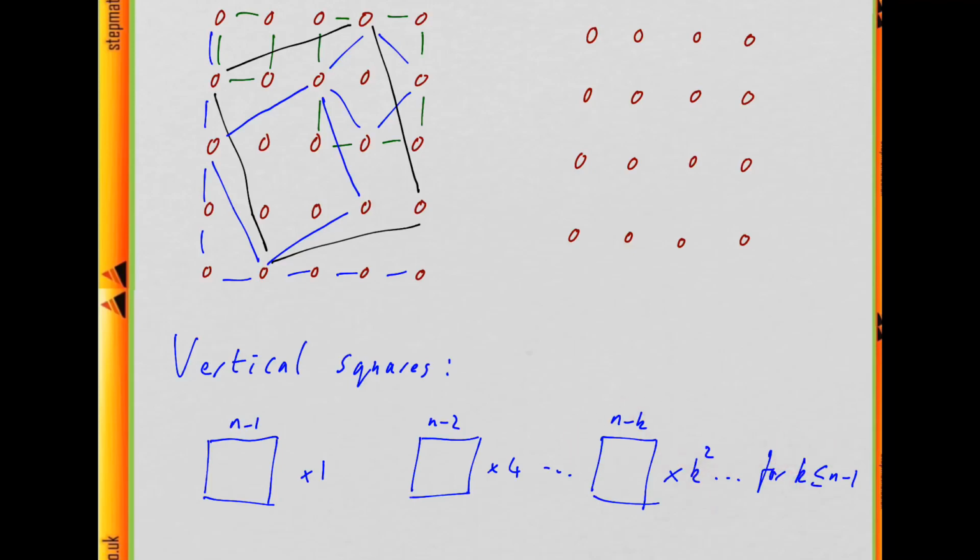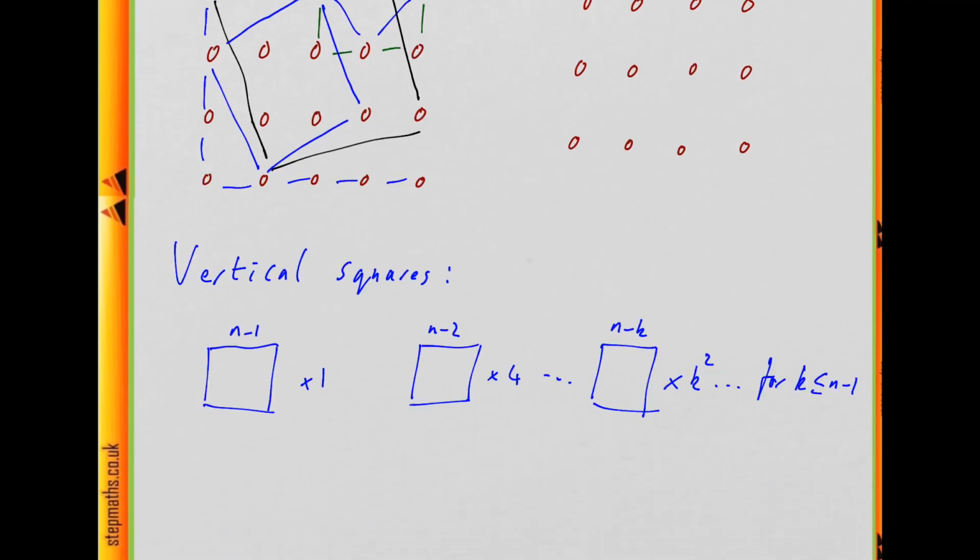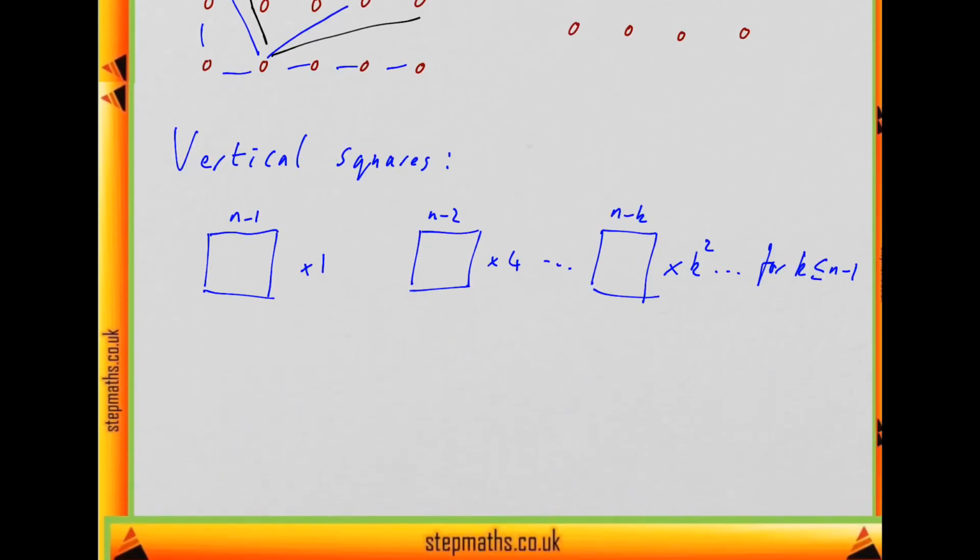How big can k be? I've written that k can be anything up to n minus 1. So if k is equal to n minus 1, then I have a 1 by 1 sided square, which is the smallest possible. So what value does that give me for the number of these vertical squares? Well, just adding all these squares up. So I'm doing 1 squared plus 2 squared, etc., all the way up to n minus 1 squared.